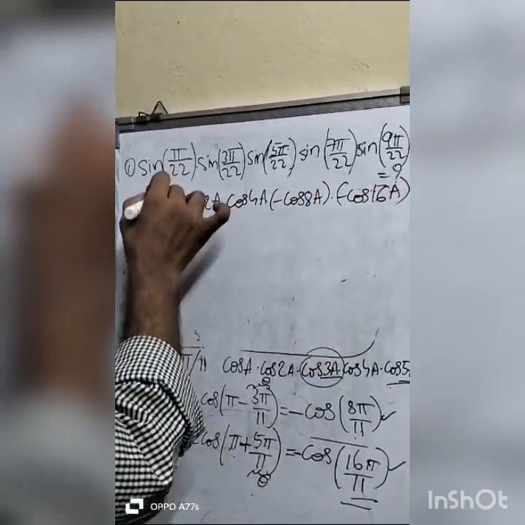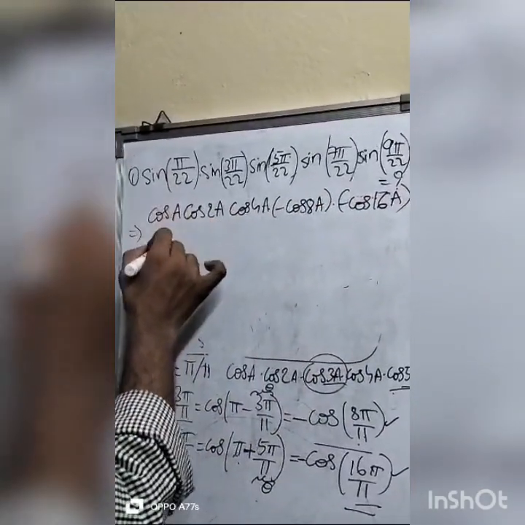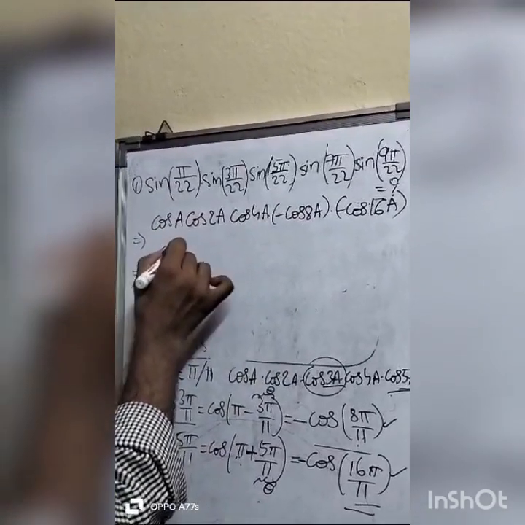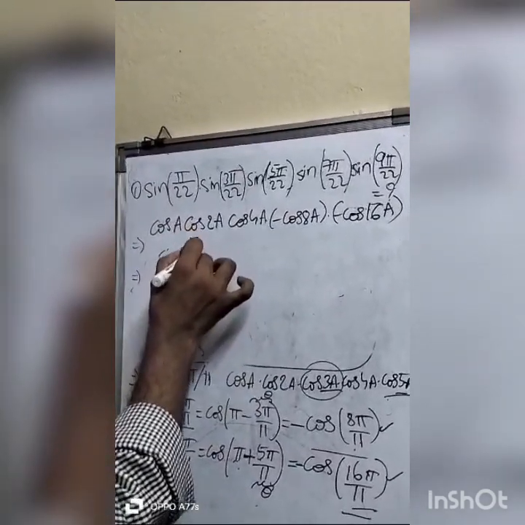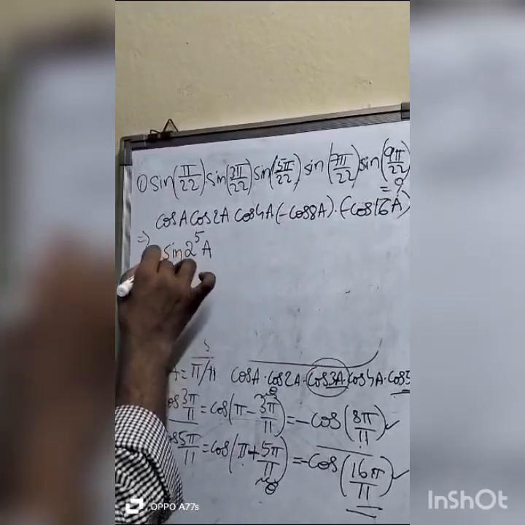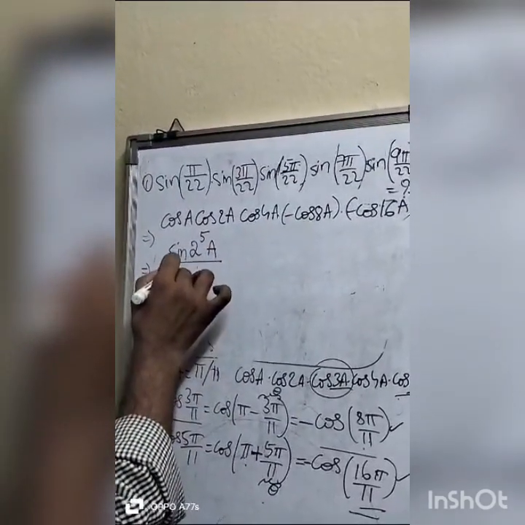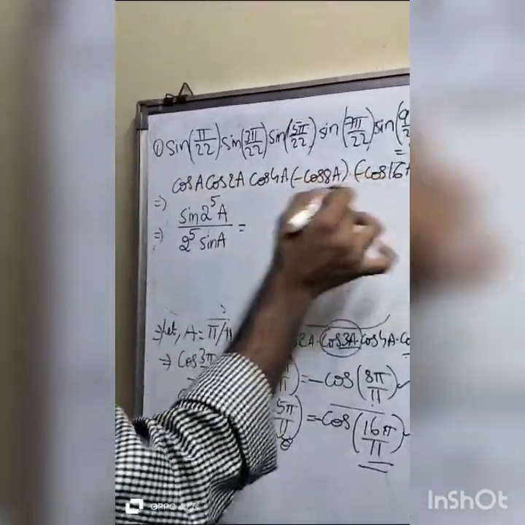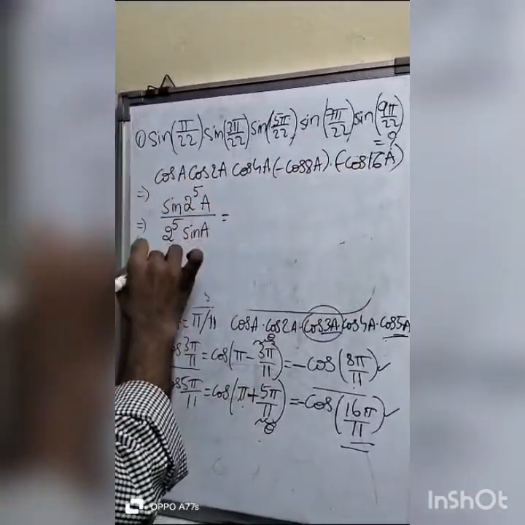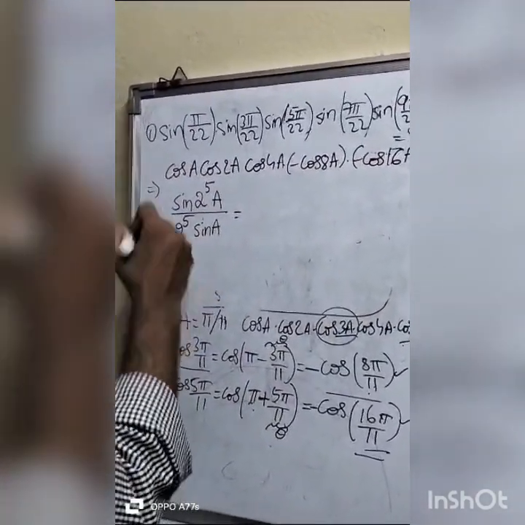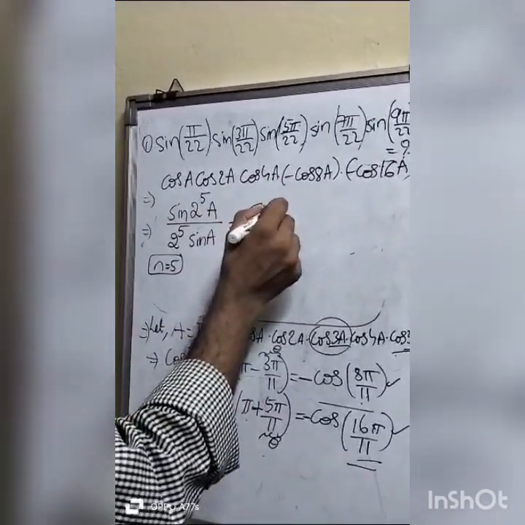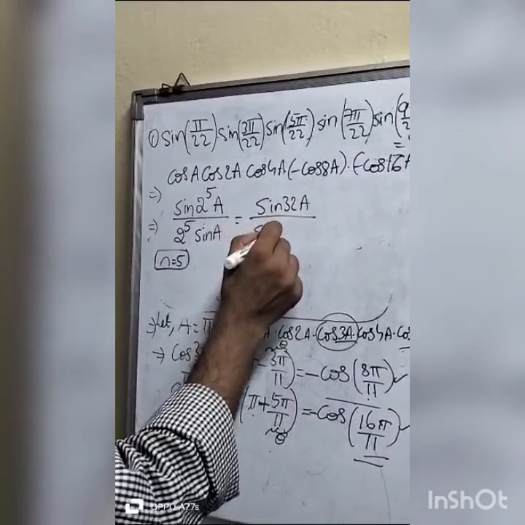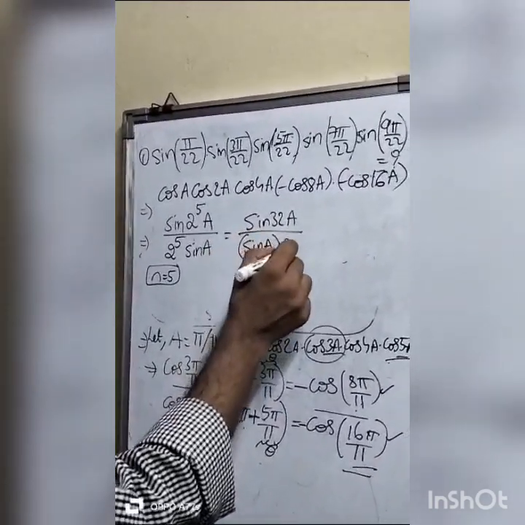How many terms do we have here? Five terms we have. So our formula would be sin of 2 power 5 into a, where the angle is a, by 2 power 5 into sin a. Because we have 5 terms, that is why n is equal to 5. After that sin 32a, and here it is sin a into 2 power 5.